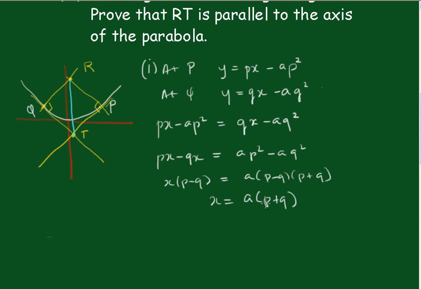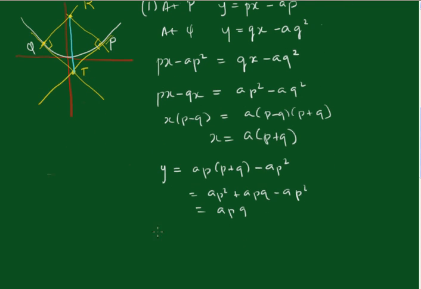Now, putting that back into this equation here, we get y is equal to ap into p plus q minus ap squared, which is ap squared plus apq minus ap squared, which is apq. Therefore, T has the coordinates a into p plus q, apq.